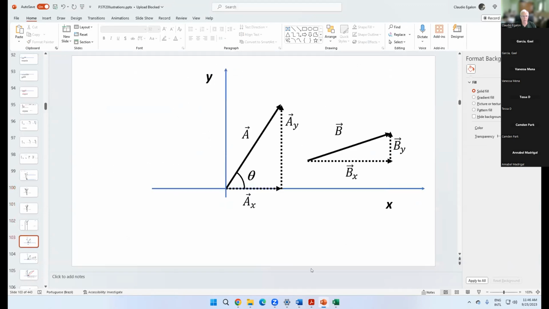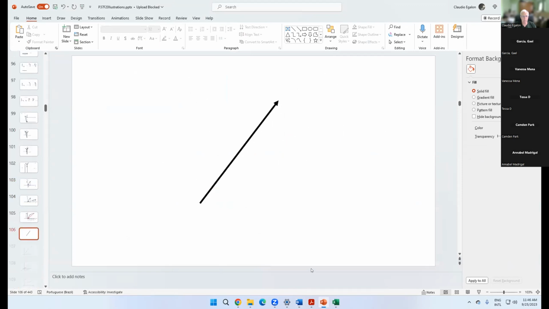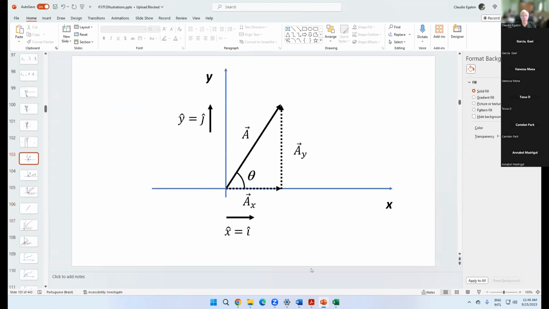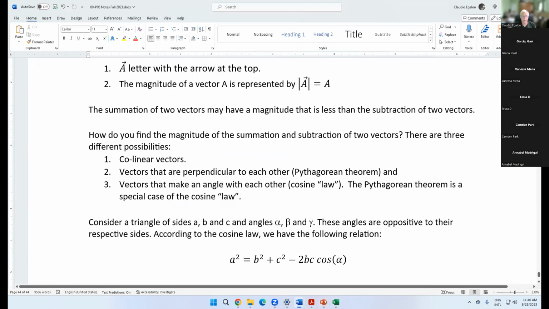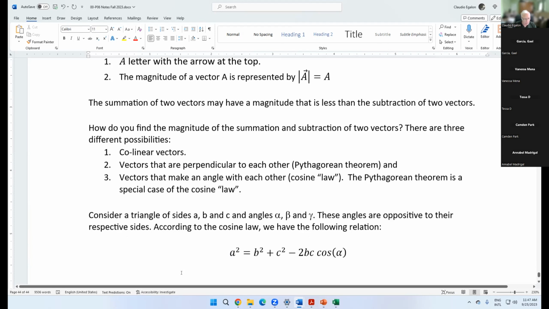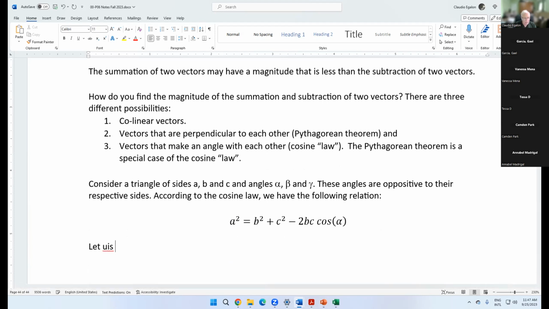Let's see if we have it here. We do not have the Pythagorean theorem, the cosine law here, but it looks just like that. Let's test this relation to see if it works or not. Let's test this relation for special cases, okay?